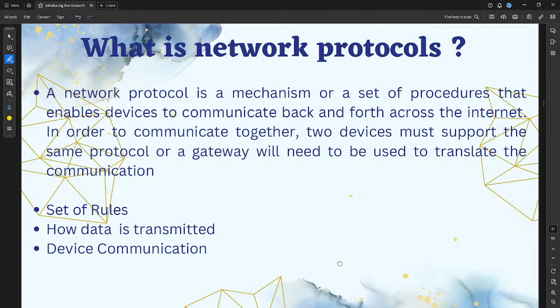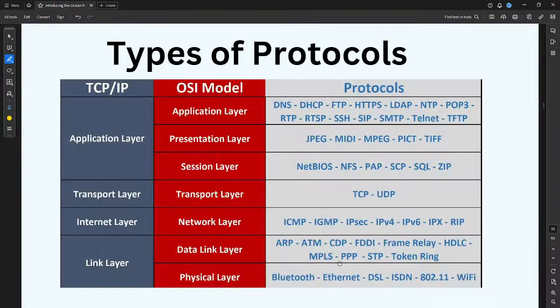The same thing applies on the internet. There are protocols that need to be followed. There are sets of rules on how data is transmitted and how devices communicate, for a network to be able to establish communication between different devices back and forth. So let's look at that.